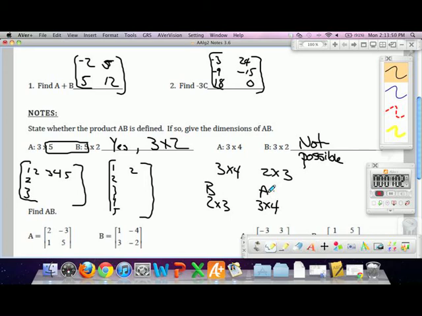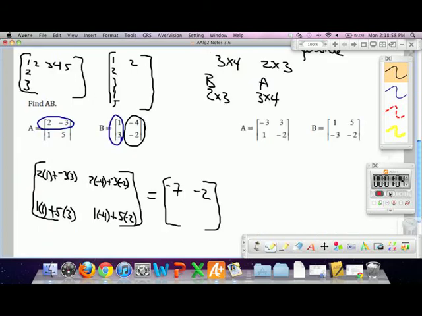Are you allowed to switch them anytime you want? Good question. 1 plus 15, 16, negative 4 plus negative 10, is negative 14. That would be the product of these two matrices.